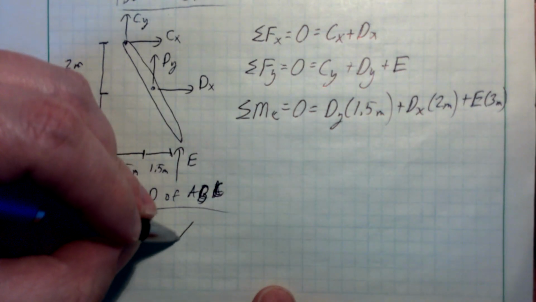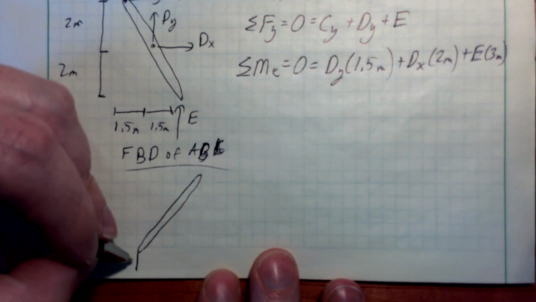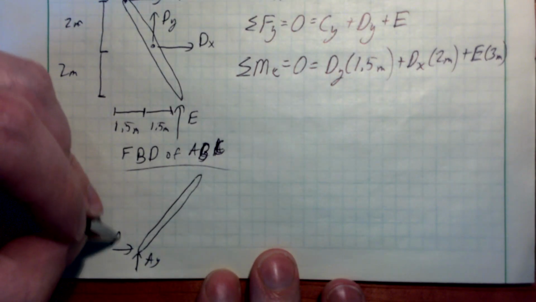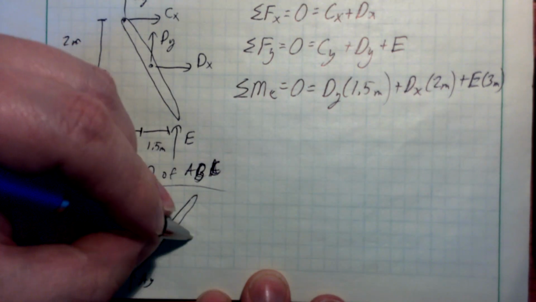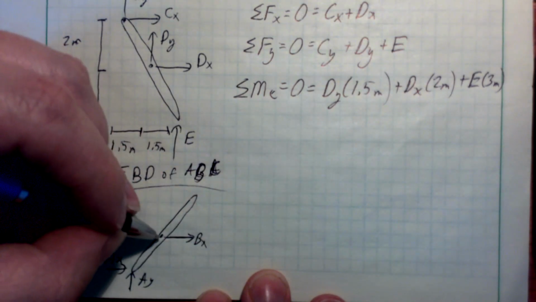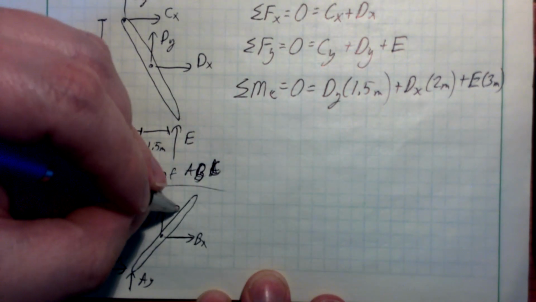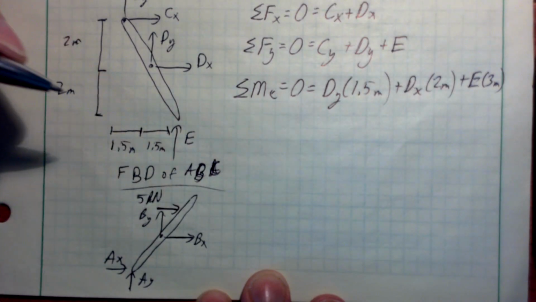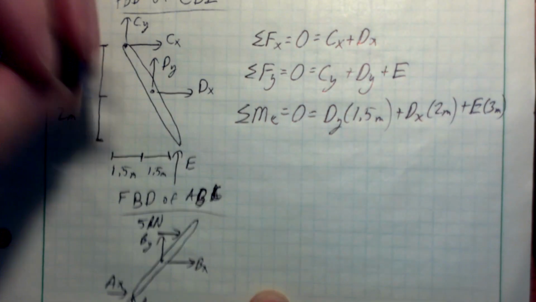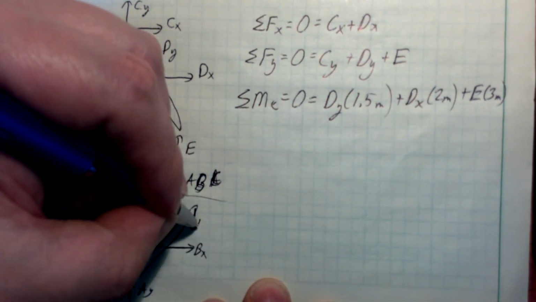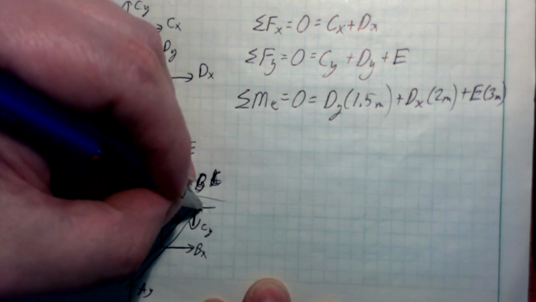All right, so if I draw member ABC, I've got pins down here, AY and AX. Those are known, by the way. Those are reactions I found earlier. I've got a pin right here at B, so I'm going to draw BX and BY, both positive. I've got 5 kilonewtons there, and then again I've drawn CX and CY positive on the other member, so over here I need to draw the opposite of those. I'm going to draw CY and CX in the negative direction.